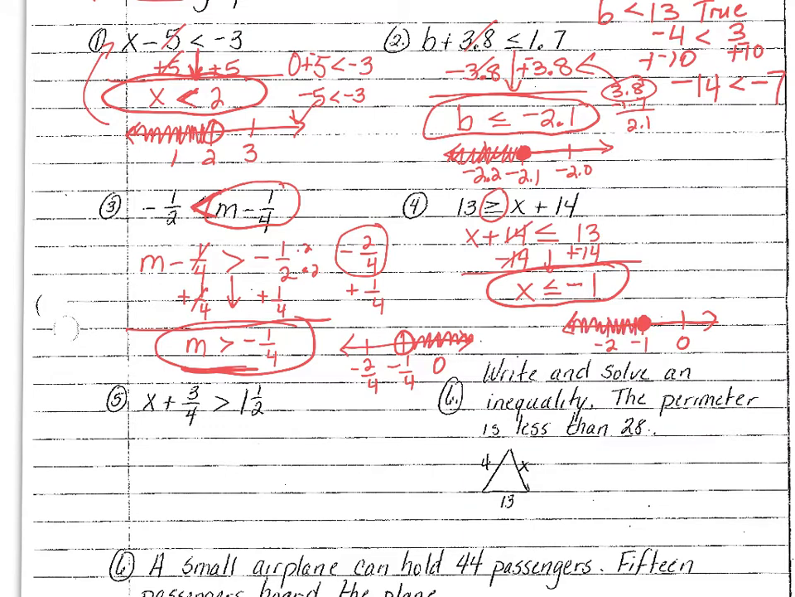Aren't all negative numbers to the left? So if I picked like negative 100 and checked it back in the original, 13, is that greater than negative 100 plus 14? Well, I'd get a negative number, wouldn't I, here? So 13 is greater than any negative number, so it works.